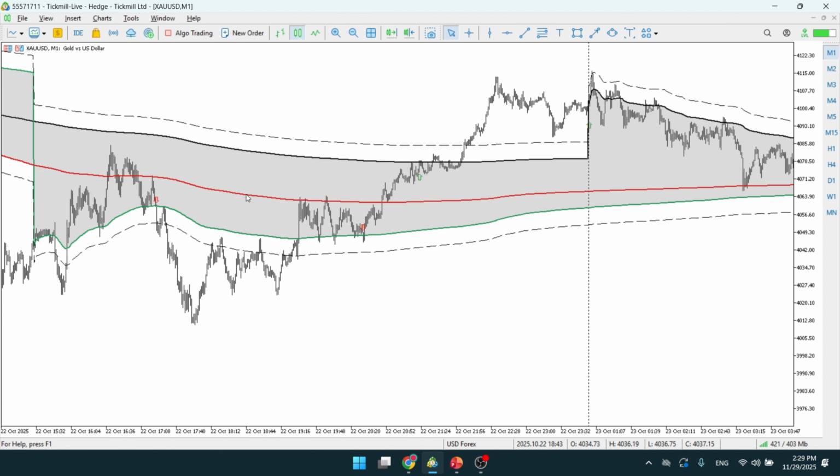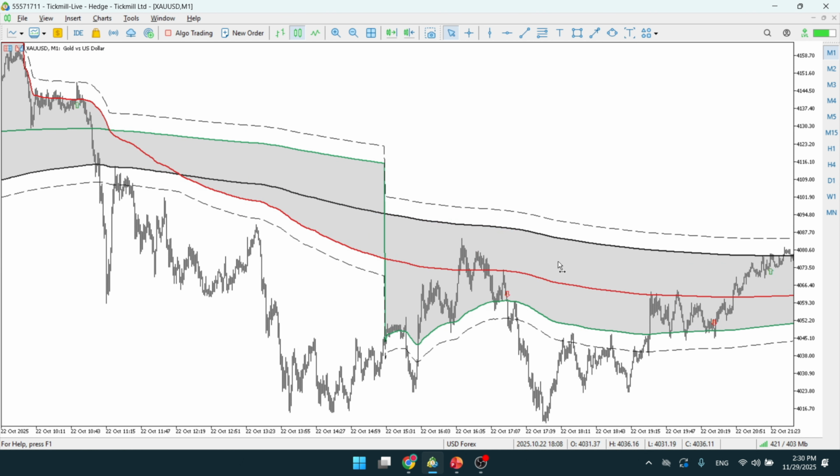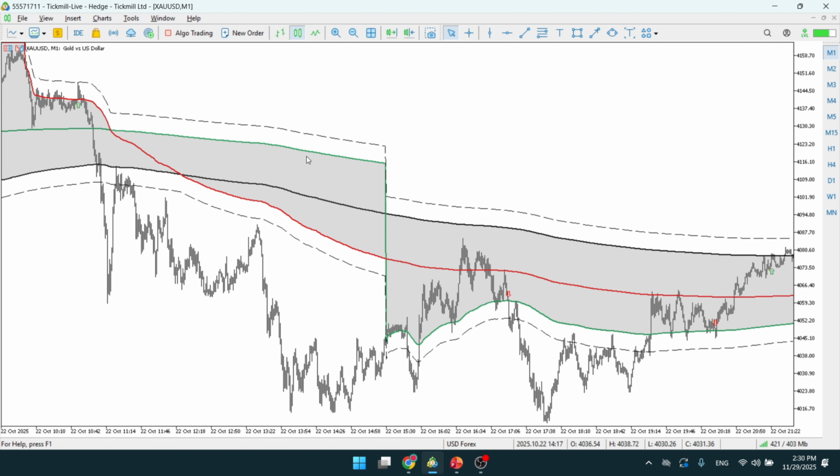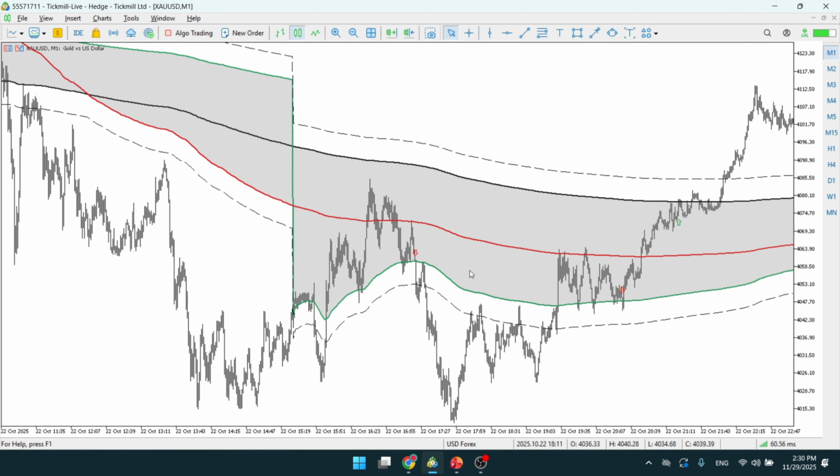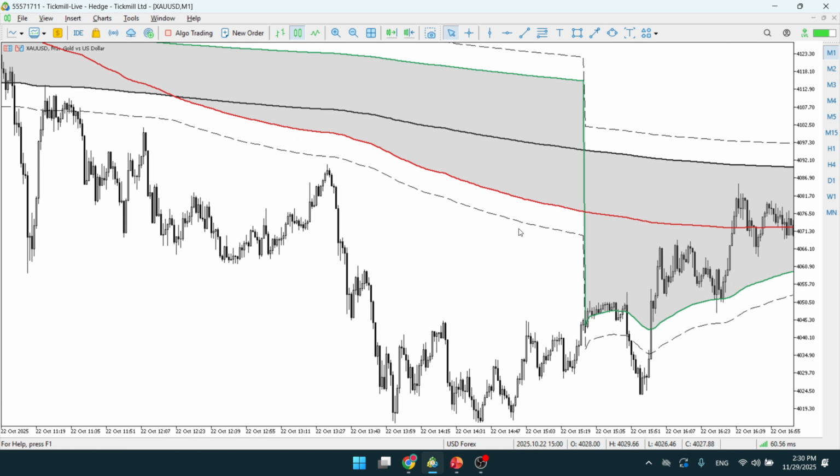So on the charts, Gravity Bands look like so. Simply, you have the bands, the green one, the black one, the red one. You also have the dashed bands, which are a kind of guardian or barrier. You simply have the cloud between the bands, and you have the signals whenever you need to take a trade.